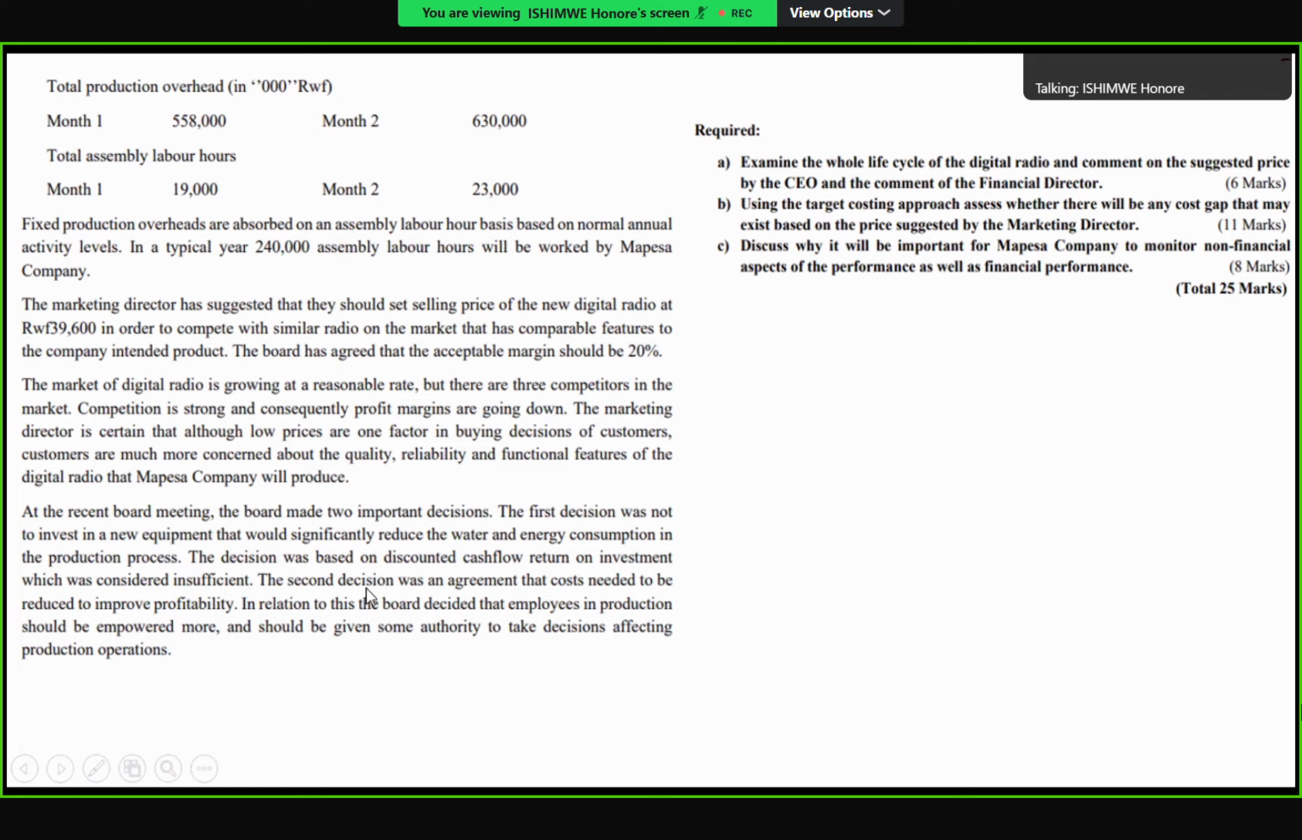The second decision was agreement that costs needed to be reduced to improve profitability. In relation to this, the board decided that employees in production should be empowered more and should be given some authority to take decisions affecting production operations. Requirement now: examine the whole life cycle of the digital radio and comment on the suggested price by the CEO. When you are making a comment on this suggested price, also remember to look at the comment of the finance director. They give you 6 marks.